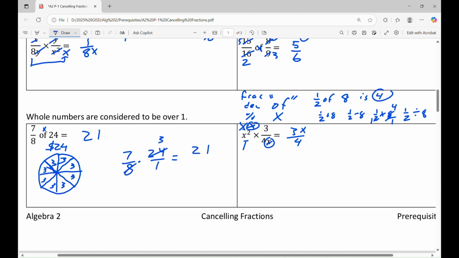So canceling fractions is supposed to be quick and easy. So now it's your turn to practice.